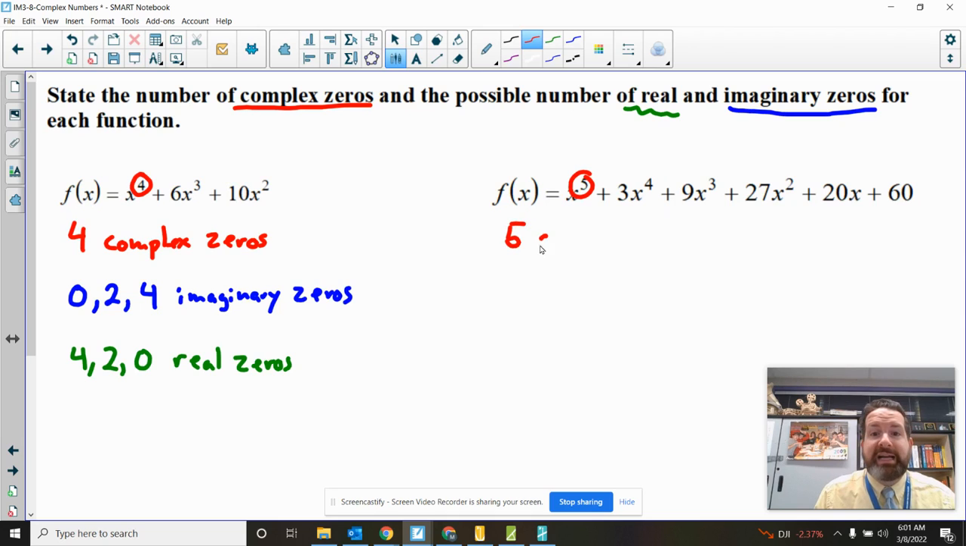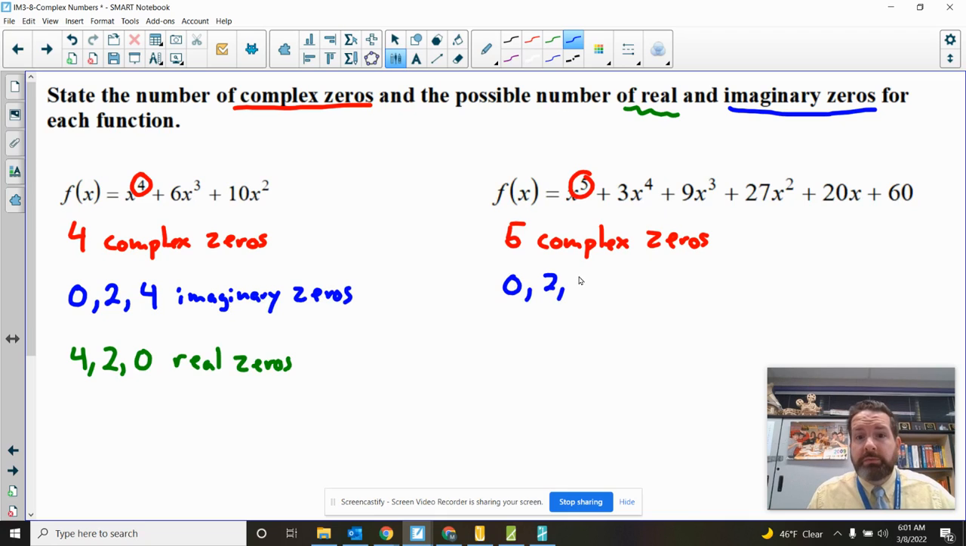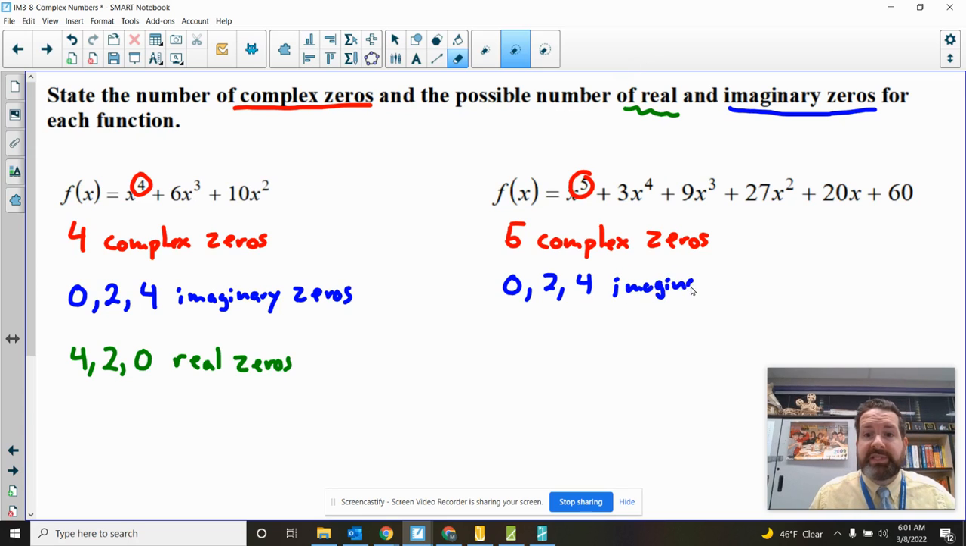So altogether, there's going to be 5 zeros. And when we say complex, we're simply saying, hey, there may be some i's involved, some imaginary numbers. Our purely imaginaries must come in pairs. So there could be none, there could be 2, there could be 4, but that's it. There can't be 6 because we only have 5 roots altogether. So our only options this time are, again, 0 or 2 or 4 imaginary zeros.